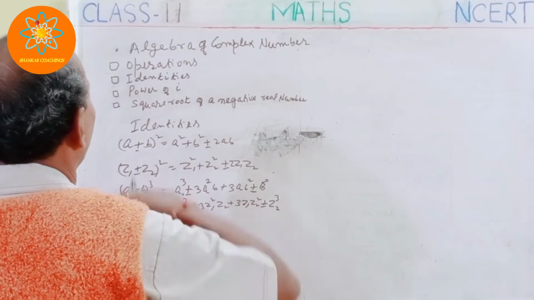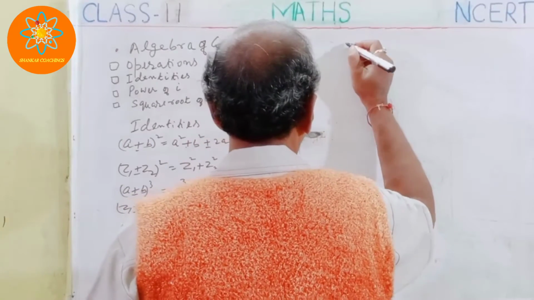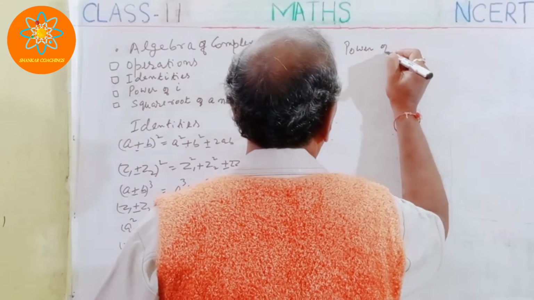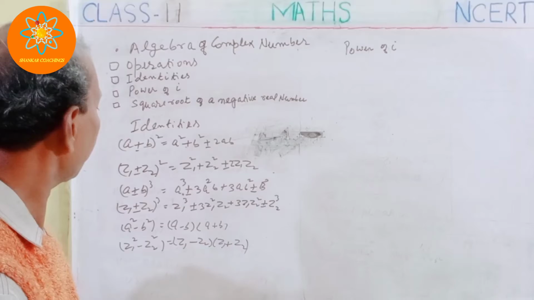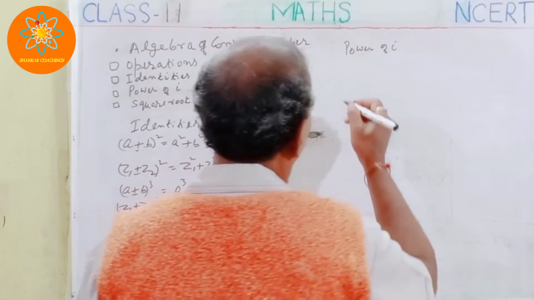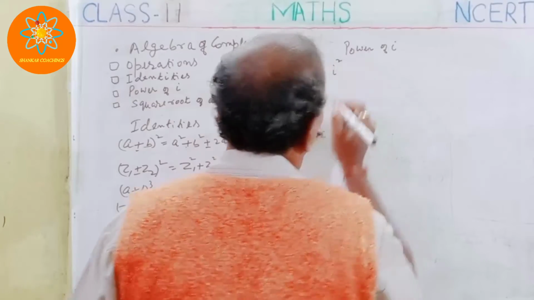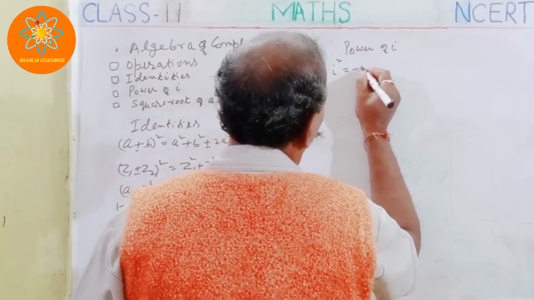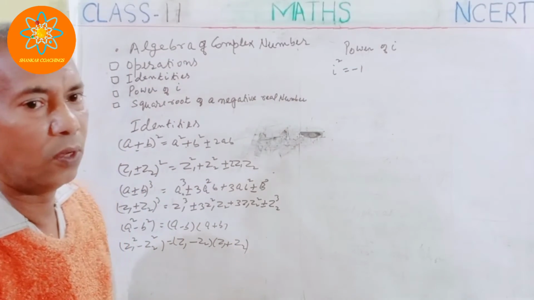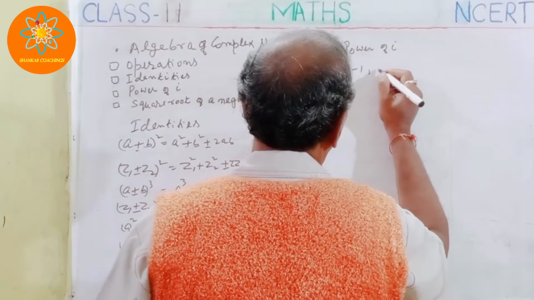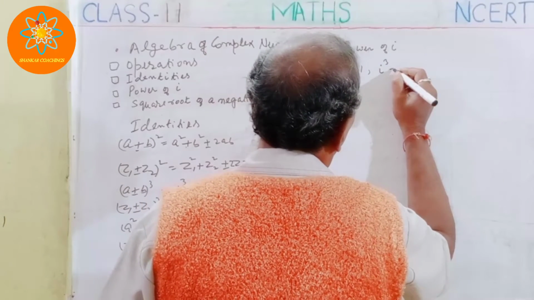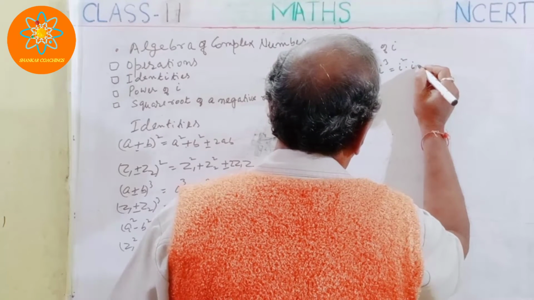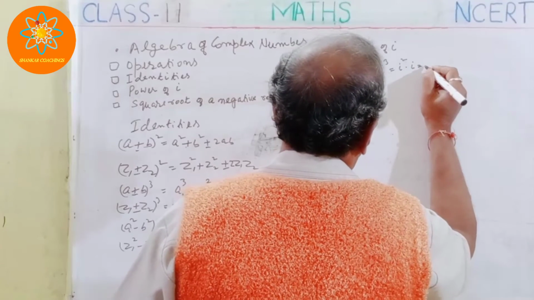Now let's suppose I want to discuss the power of i. Let's suppose I am taking i square. What is the value of i square? I square is simply equal to minus 1. Similarly, if I take i cube, what is i cube equal to? This is i square into i, so it is equal to minus i.